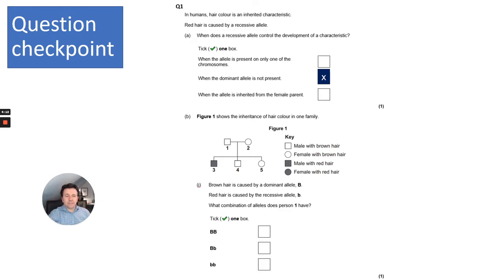Figure 1 shows the inheritance of hair colour in one family, and you can see a pedigree chart here, with male and female, and you can see that they have brown hair, and then one of the offspring, number 3, has red hair. It tells you brown hair is caused by a dominant allele, red hair is caused by a recessive allele, and they show you the corresponding letters. So what combination of alleles does person 1 have? Well, if they're producing offspring with both red hair and brown hair, then person 1 would be heterozygous dominant, which is capital B, lowercase b.